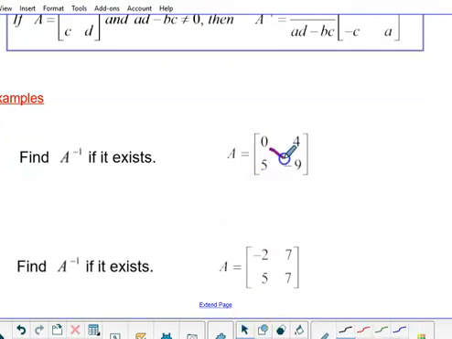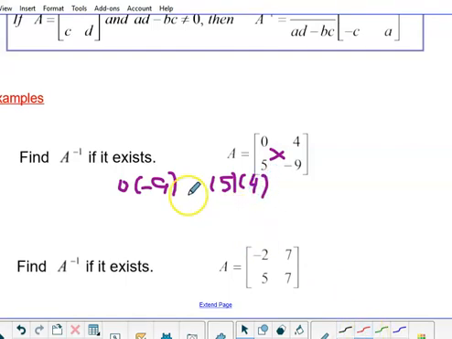We'll do downs here. So 0 times -9 is obviously 0. If we go the other diagonal, 5 times 4, well, 5 times 4 is obviously 20. And so if we subtract those, we end up with 0 minus 20 is -20. So that's the determinant. Maybe I'll just write this on the side here, determinant, DET.